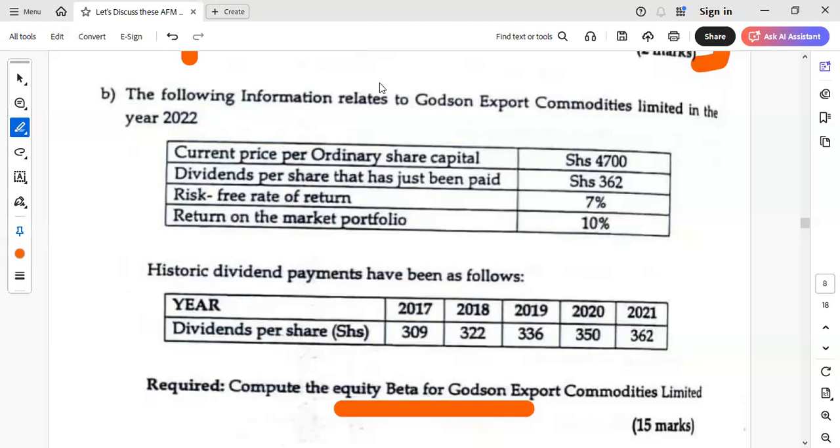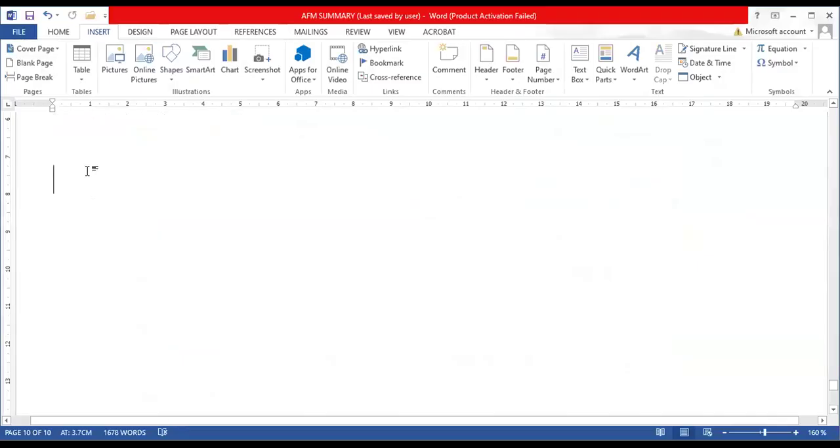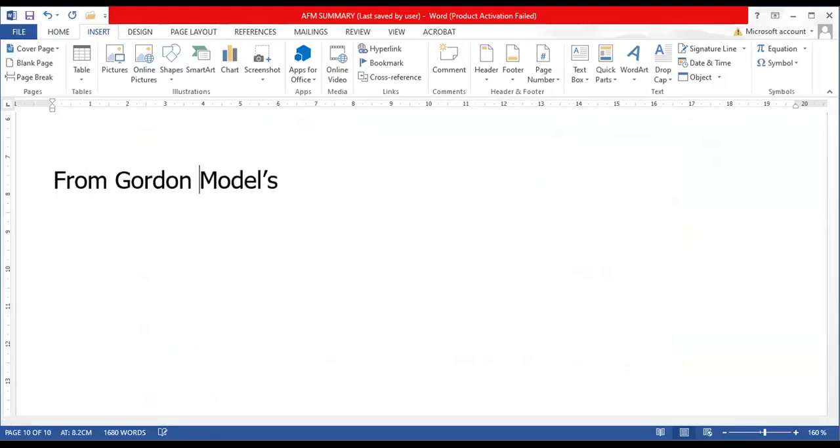Gordon's model, I hope it is not the first time to hear that word. If someone is called Gordon, we are not meaning you. You are not from the Gordon's model. Someone here who is called Gordon, this is not your model.